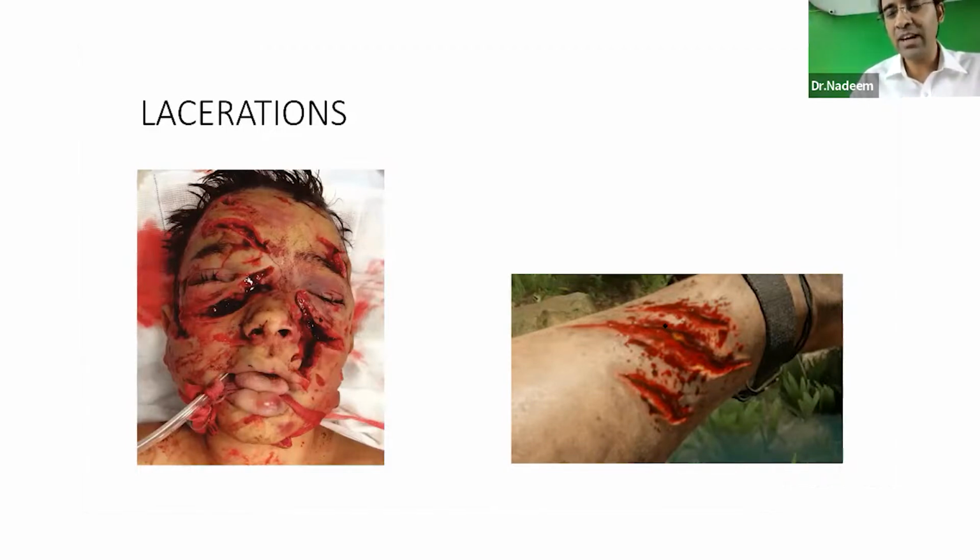Whenever there is a knife cut injury, please understand, do you think there is fast bleeding or slow bleeding? Here it is slow, sluggish bleeding. Second, you see the margin. What is the margin? Irregular margin, irregular and uneven.